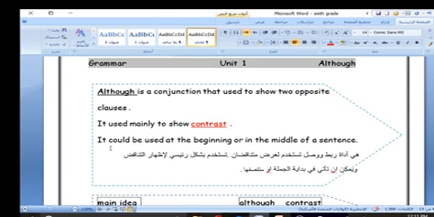So we can use although at the beginning of the sentence or in the middle, okay? The only difference is the comma. If we begin with although, we have to put a comma, okay? And if we put although in the middle of the sentence, we don't have to put a comma, okay?